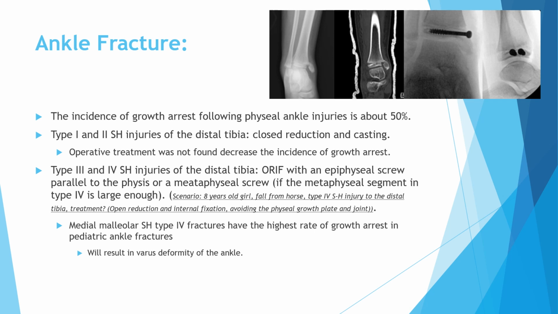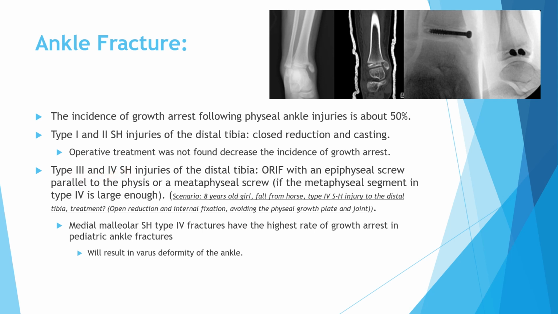The treatment for type 1 and type 2 is usually closed reduction and casting. If there is failure of closed reduction, you can proceed to open reduction. Usually the reason is entrapped periosteum. However, open reduction was not found to decrease the incidence of growth disturbance. Type 3 and type 4 need open reduction internal fixation.